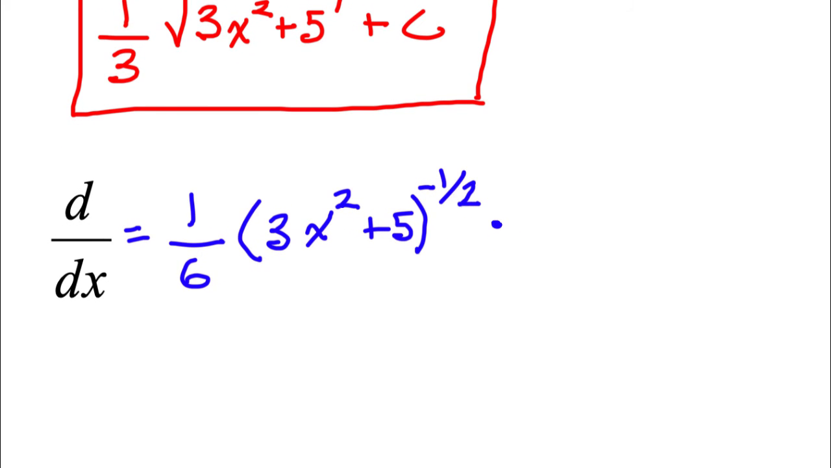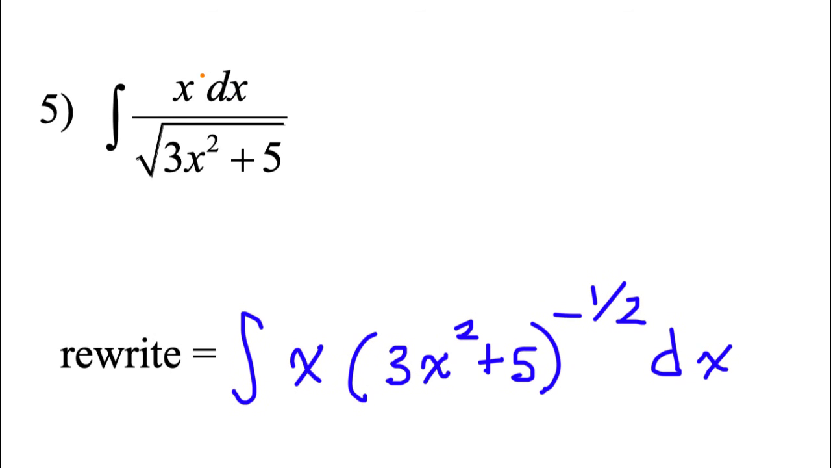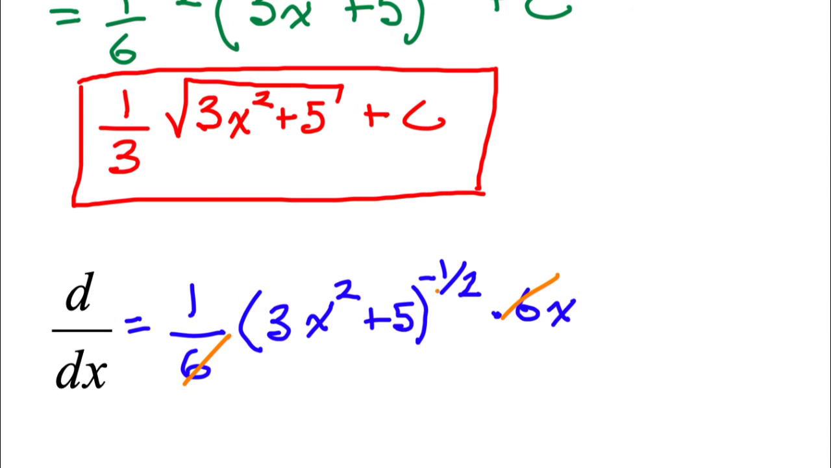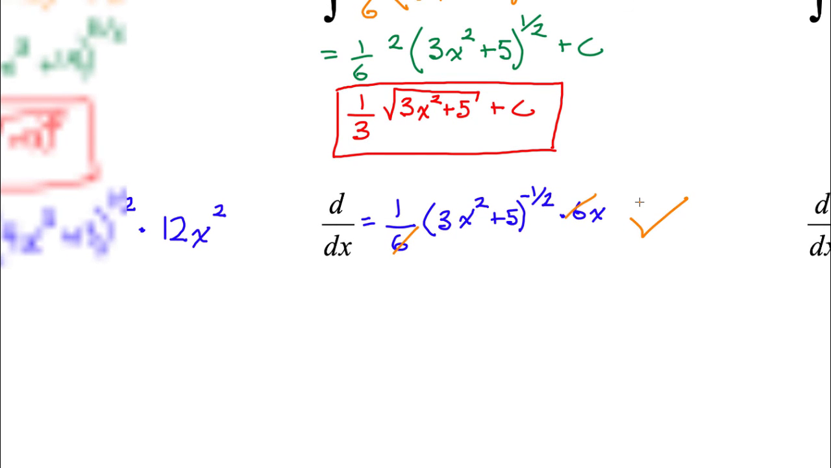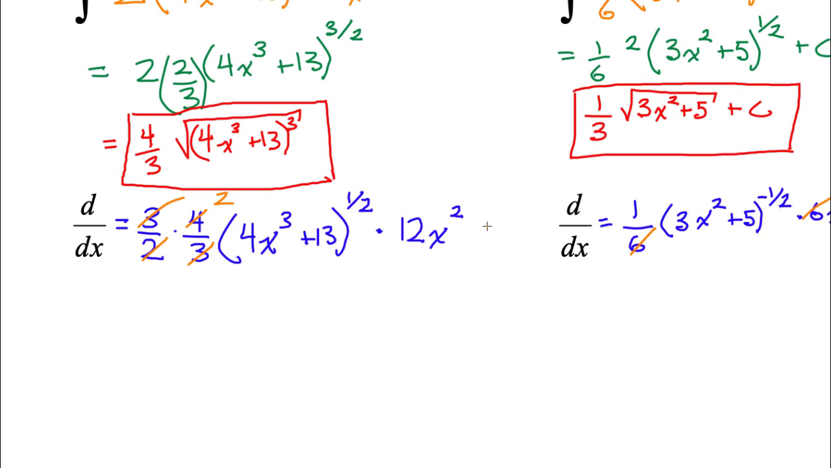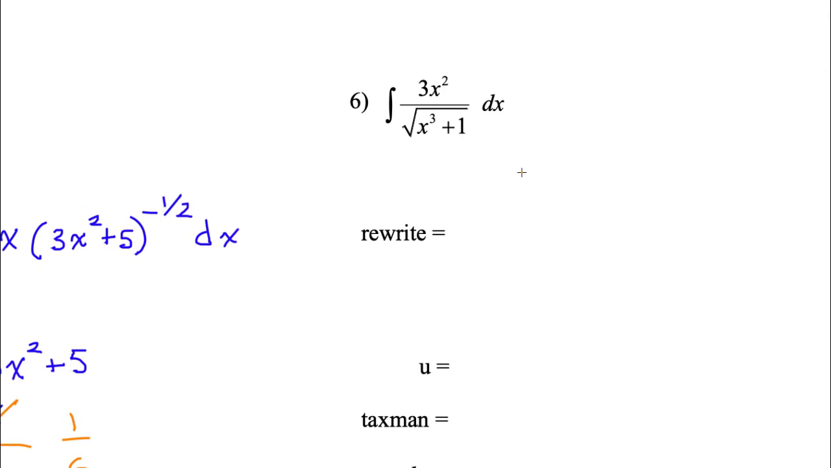So dinner is 6x, and that means when I cancel out my 6's, I'm left with an x out front. Do I have an x out front on the top? I have an x on the top, and then this is a negative square root power. Woohoo! We got it. All right, so I guess I should say, yeah, we got it over there as well. Check, check, check. And our last and final problem, yep, there's no more pages after this.